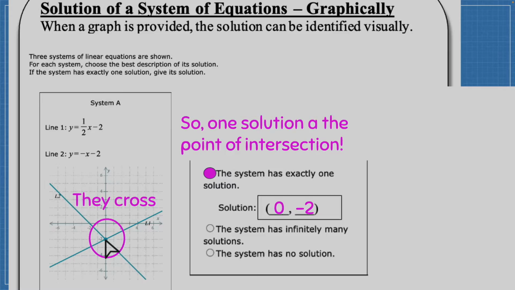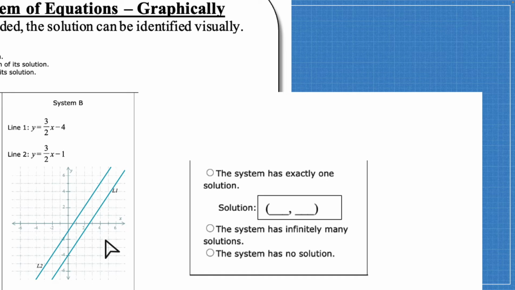All right, the second system. Again, here we have our equations, line 1 and line 2. They have different y-intercepts, so they do not cross at the y-intercept. And I notice they have the exact same slope. What this tells me is that no matter what I do, I'm starting at -4 and -1 here, and if I'm moving up 3, right 2, I'm going to move up 3, right 2 every time. I'm going to dodge that other line every single time.